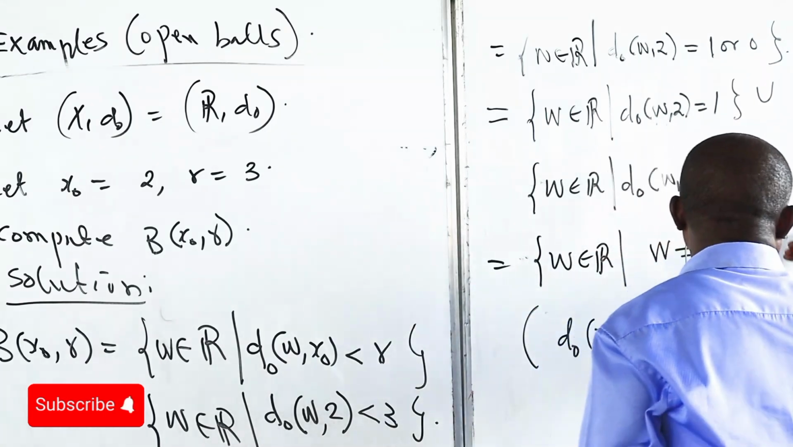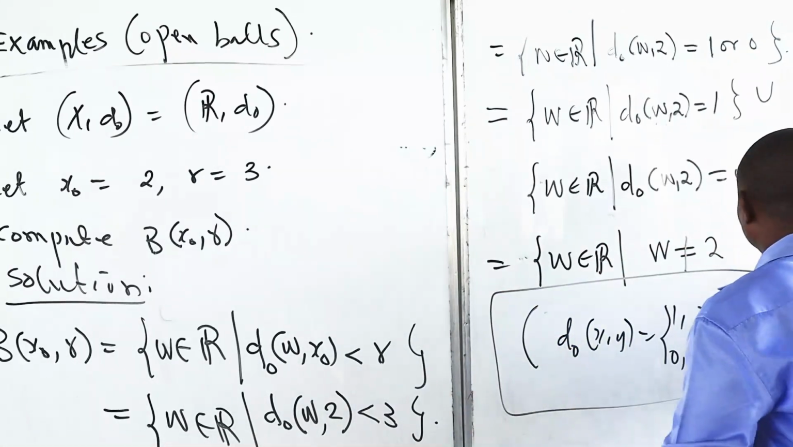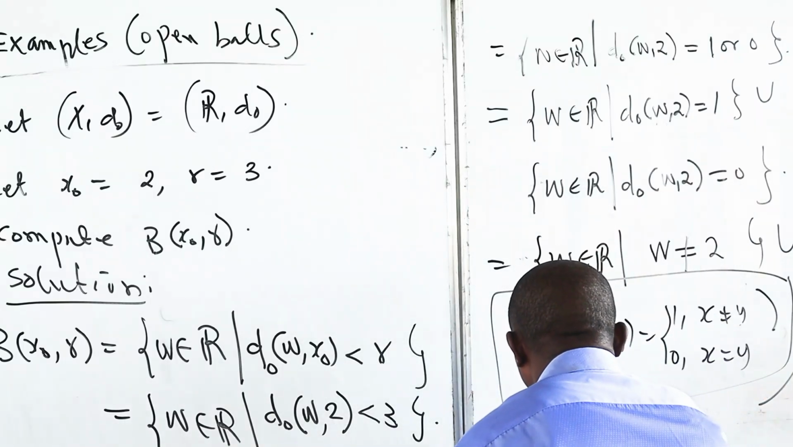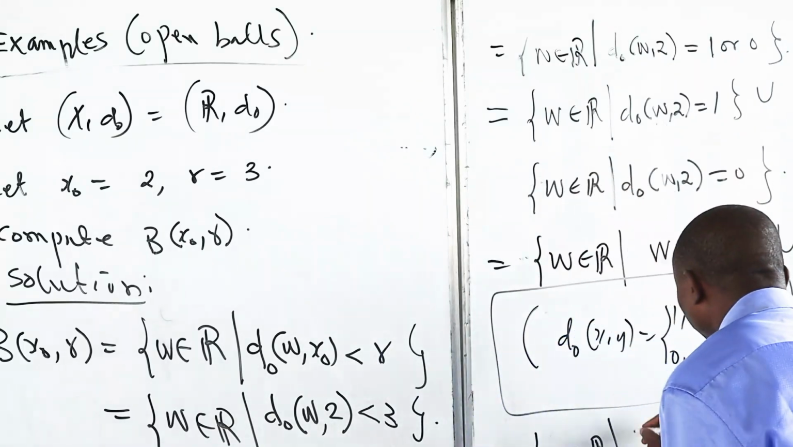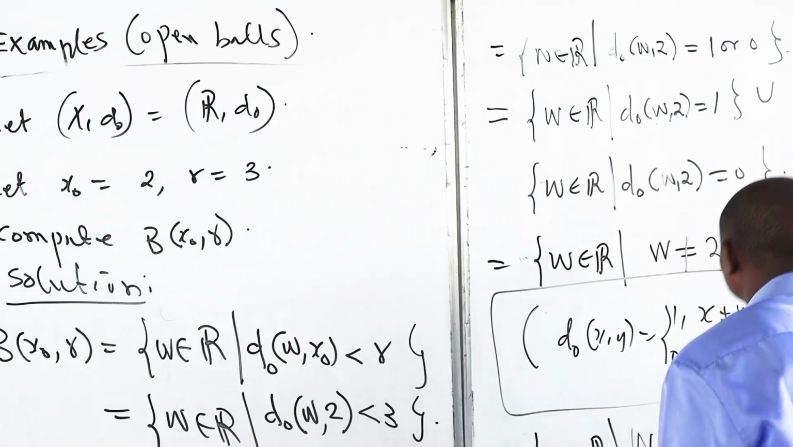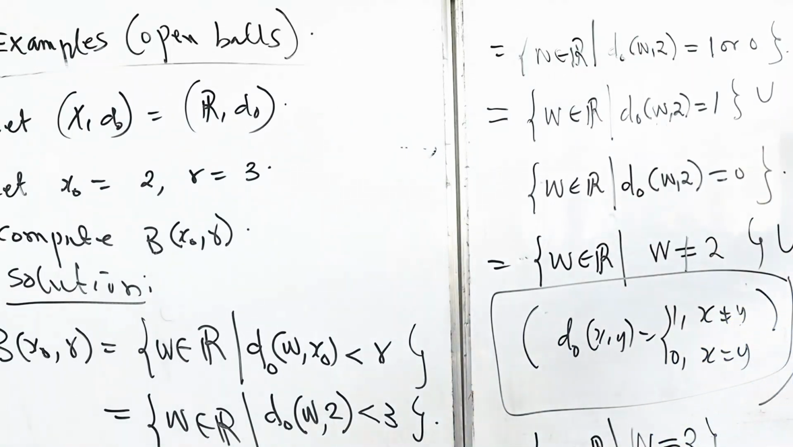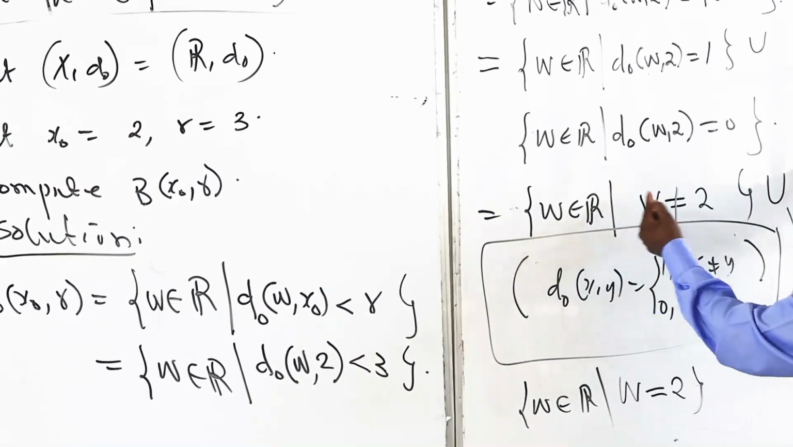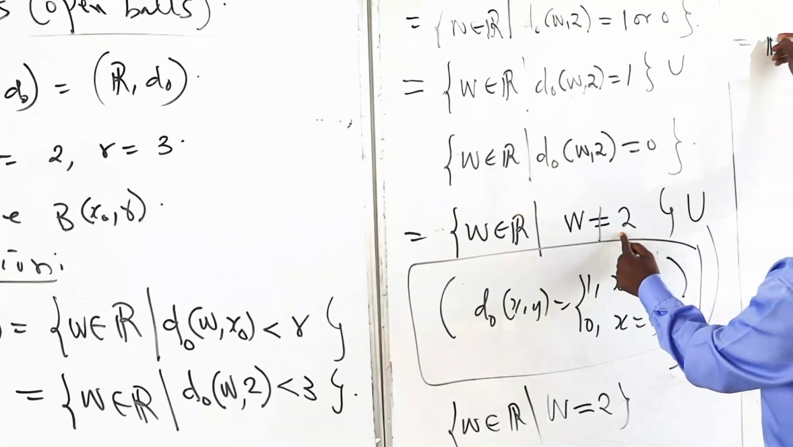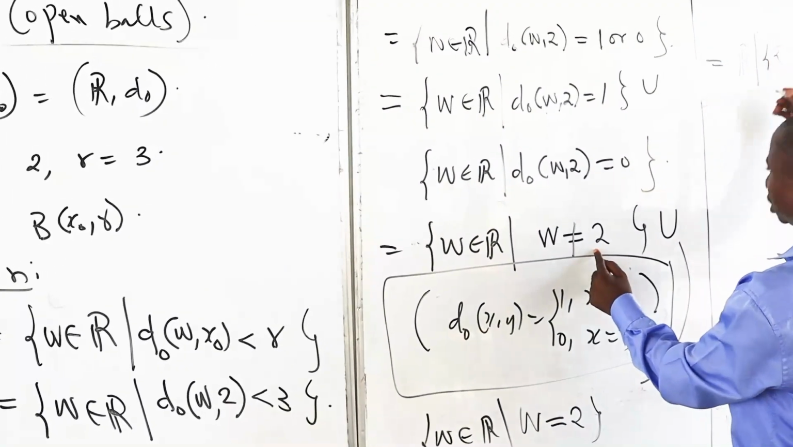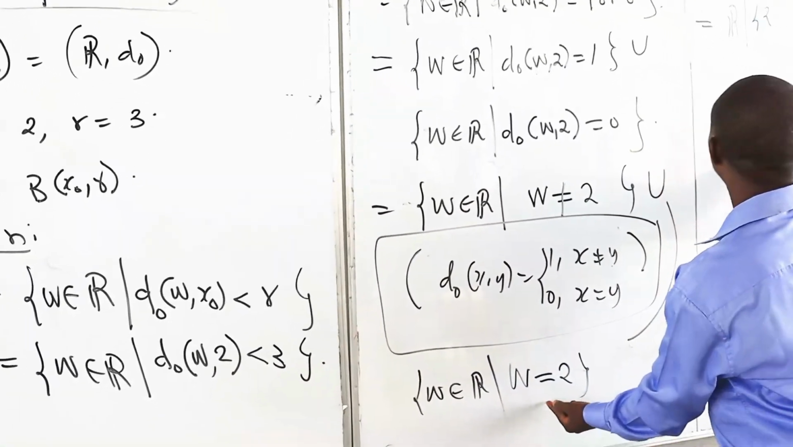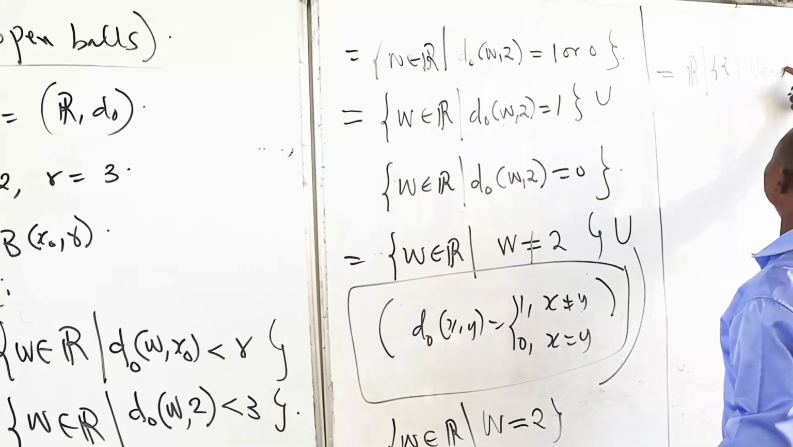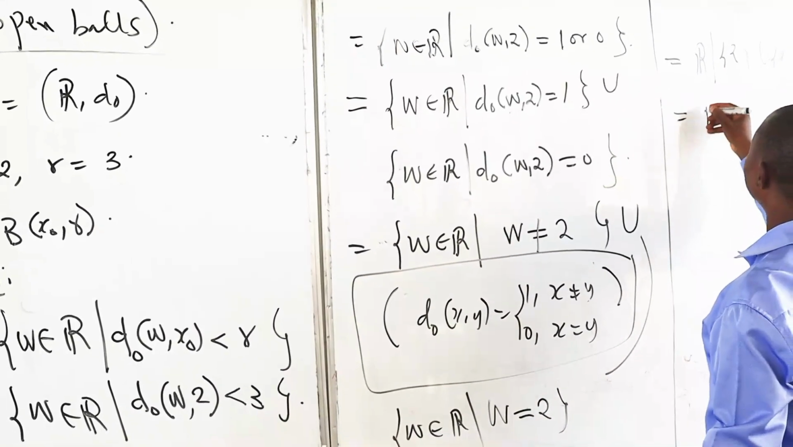And again, union, I'm writing this for the sake of emphasis, all w in R such that w is equal to 2. All w in R that are not equal to 2 is nothing but the set of real numbers without the singleton {2}. Union, all real numbers that are equal to 2 is nothing but the singleton {2}. So at the end of the day, R without 2, union the singleton {2}, gives us the whole of R.